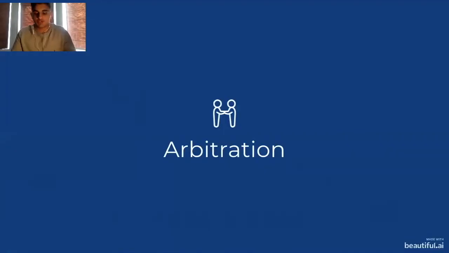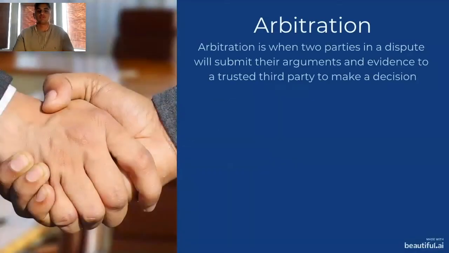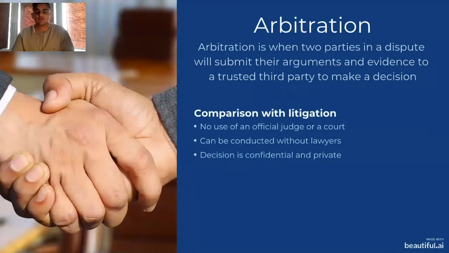So let's begin with arbitration. What is arbitration? Arbitration is when two parties in a dispute submit their arguments and evidence to a trusted third party to make a decision. Now you might be thinking, how is that any different from court action, from adjudication? Well, there are a few differences. If you compare that with litigation, there's no use of an official judge or court, right? So you don't need a judge who's had 18,000 years of experience, right? It can be anyone. An arbitrator can be anyone. Often it's decided by the two parties.